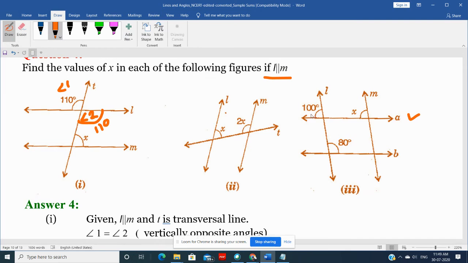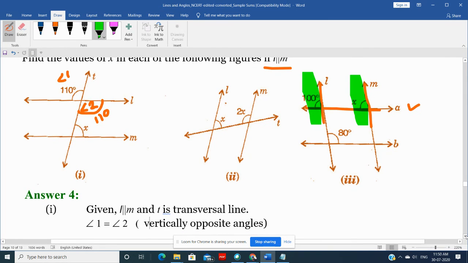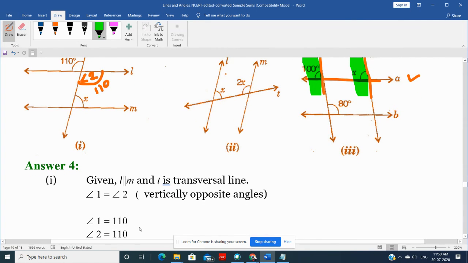So let's find out x first. Again, it's very easy. Can you see these two angles? This is your transversal and these are your parallel lines. This one is below line L, and this one is also below line M. So one is below and the other one is also below the line. So they are corresponding angles. And we know that in parallel lines, corresponding angles are always equal. So we can simply write that 100 is equal to x. So x is also 100, the reason being corresponding angles.